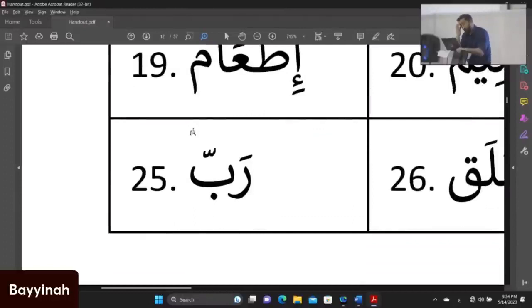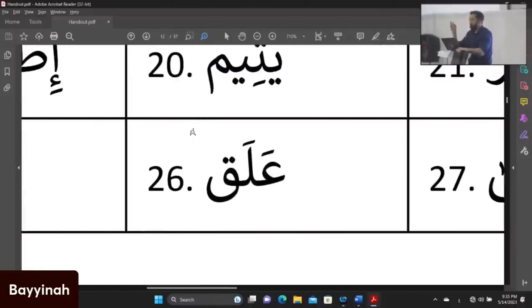Rabb. I'm not going to help you. You help me. What is it? Fully flexible. Why is it fully flexible? Because it's an Arabic word. Okay, what's the rafa', nasab and jar of it then? Rabbun, Rabban. Excellent. Rabbin.